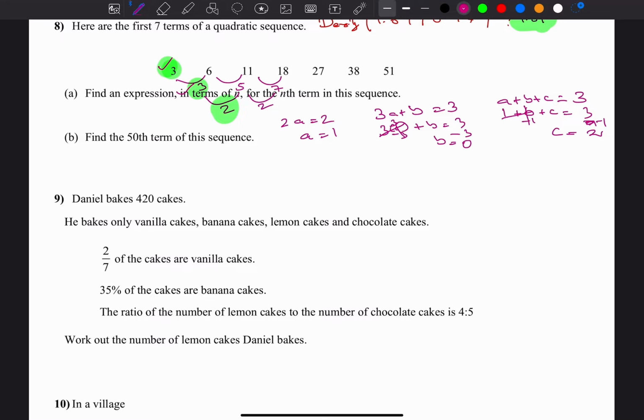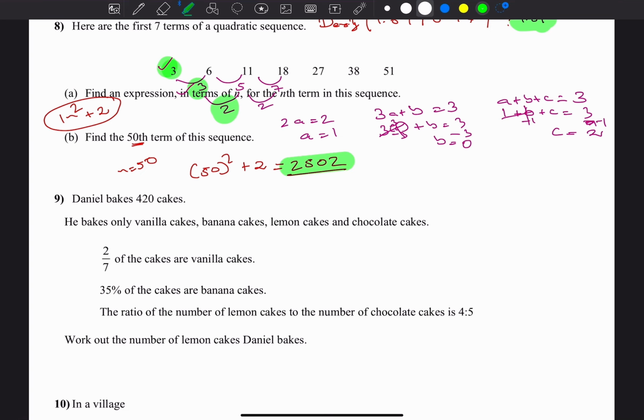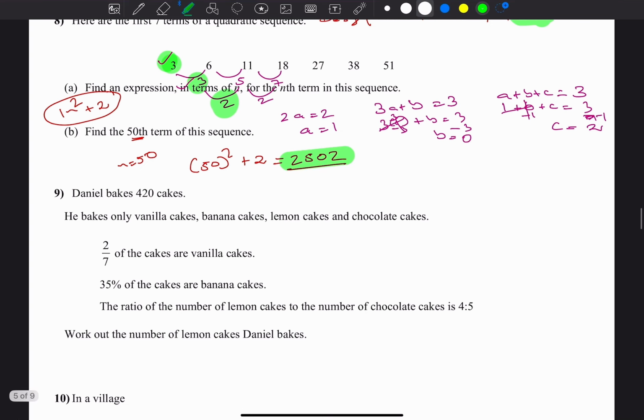So your nth term would be a is 1, so n squared, so 1n squared plus 0n. You don't need to put plus 2. So n squared plus 2 then. Find the 50th term. So 50th term is n is 50, remember, yeah? 50 squared, 1 you don't need to put anyways, don't worry about it, plus 2. 50 squared is 2500 plus 2, 2502. And that's the answer. Good. Next one.